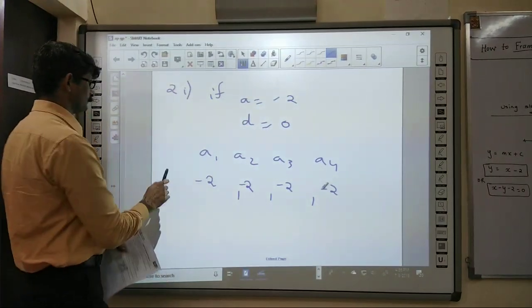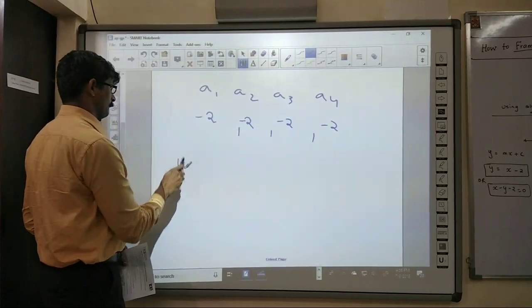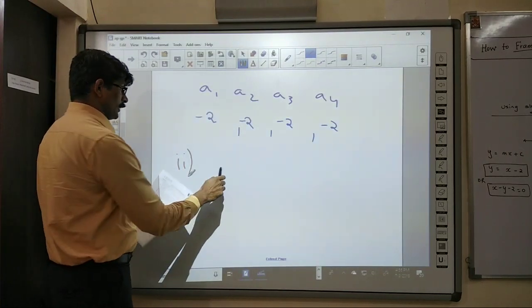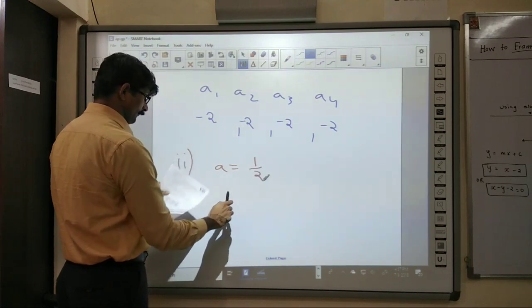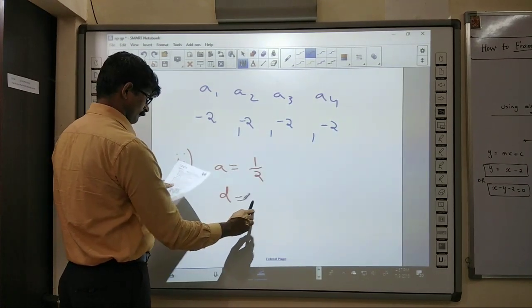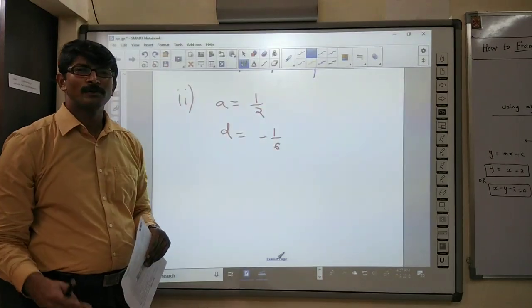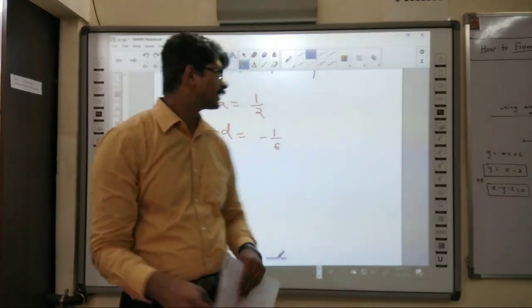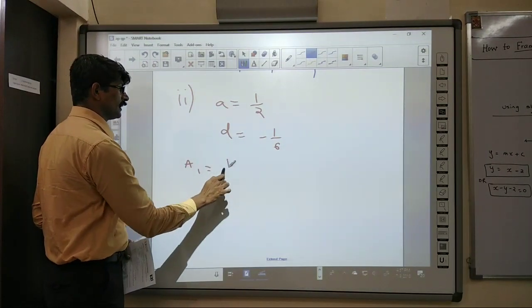Okay, the next question is again interesting. Part 2 is: find the first 4 terms if A is 1/2 and D is -1/6. So student, what you have to do? You have to find the first term. The first term is nothing but always A. So the first term A1 is 1/2.